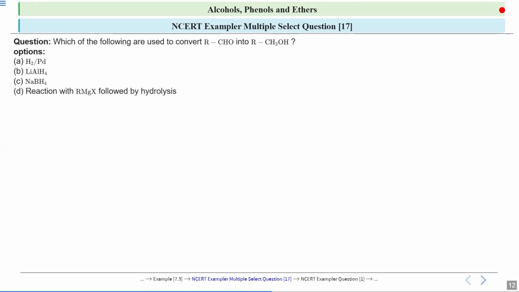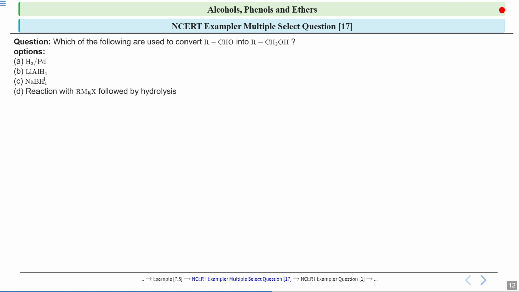Okay, now let us move to the next question. It is an NCERT Exemplar multiple select question number 17. The question is saying, which of the following are used to convert RCHO into RCH2OH. So this is an aldehyde group and this is an alcohol group. So the aldehyde group is reduced into the alcohol group. So remember where I taught you how you can reduce your aldehyde groups to alcohol groups, what reagents you will use.